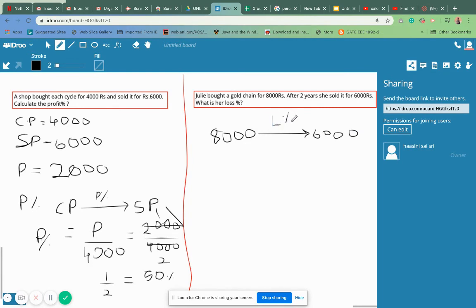Even before I find the loss percentage, the first thing I have to check is the change or the loss. What is the change or difference or loss here? It is 8,000 minus 6,000, which will be 2,000. Now, what will be the loss percent? Loss percent or profit percent is always compared to the original price. So this 2,000 is going to be compared to 8,000.